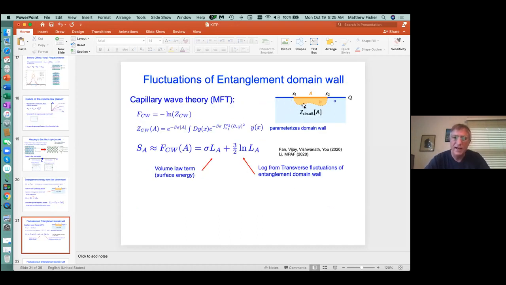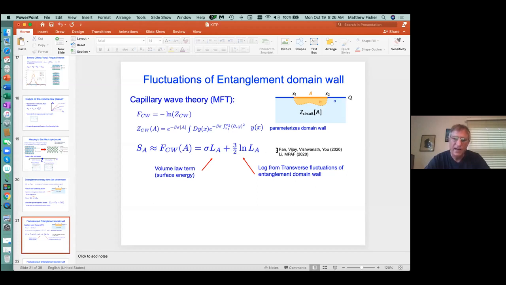One can also look at the fluctuations of the entanglement domain wall, and this is really where one can understand the background to the volume law entanglement entropy. We describe that using the simplest mean field type description, which we call capillary wave theory, where y of x parameterizes the domain wall, and we integrate over all possible complexions of the domain wall, weighting the domain wall energy by the length of the domain wall. One can push through this calculation, and what one finds is that in addition to the volume law term coming from the surface tension, there's a logarithmic subdominant piece coming from the transverse fluctuations of the entanglement domain wall.